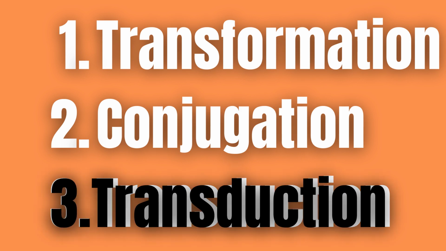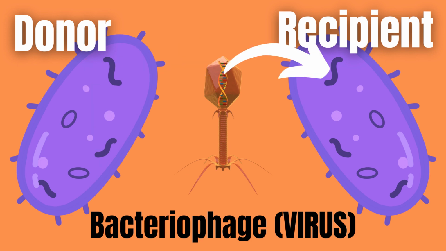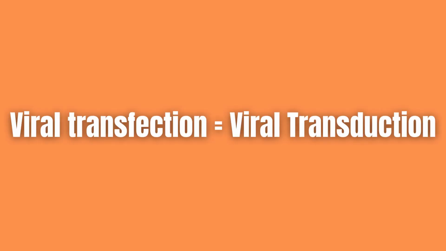Transduction is the process by which DNA is transferred from one bacterium to another through a virus. Transduction is a common tool used by molecular biologists to stably introduce a foreign gene into a host's cell genome. If the whole thing reminds you of viral transfection, it's because viral transfection and transduction both refer to the same concept. To better understand transduction, we must first understand viral replication.